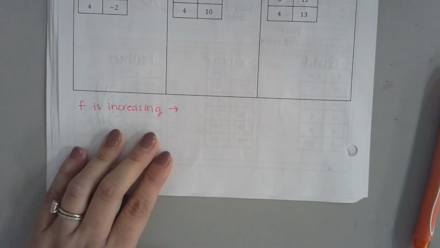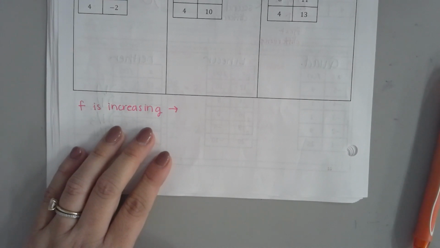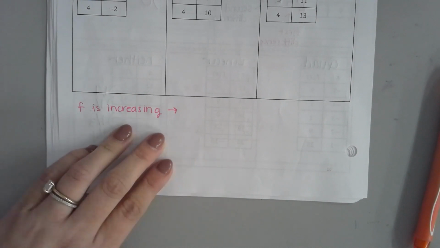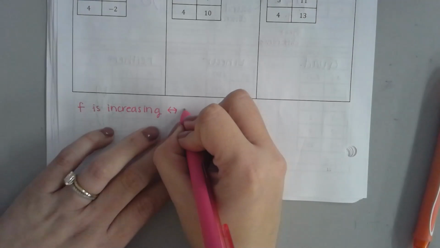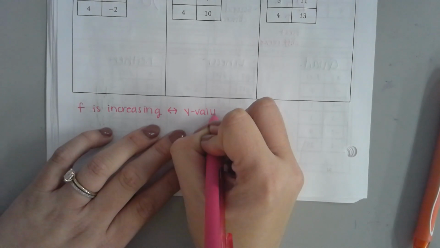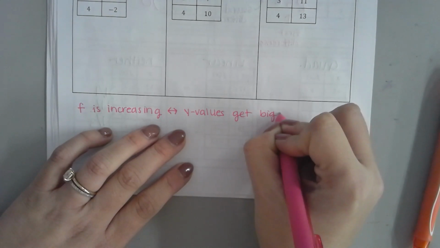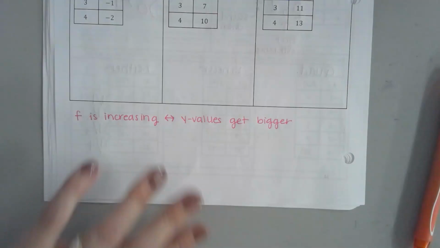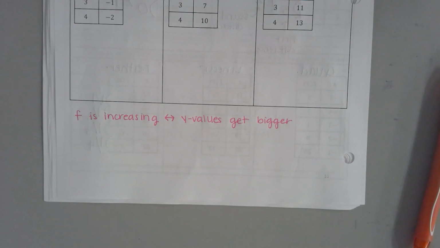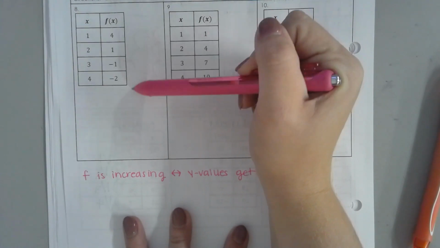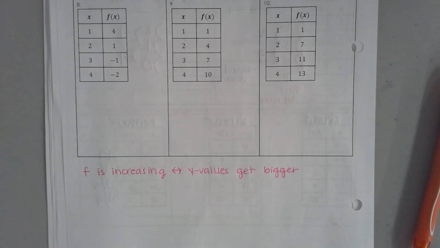When I say F is, I'm talking about the graph. So F is increasing when the Y values get bigger. So you could be looking at the Y values, which are these numbers right here. That tells us if the function itself is increasing or decreasing. Is it going up or down?